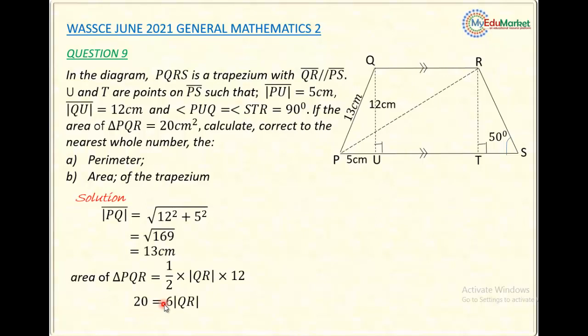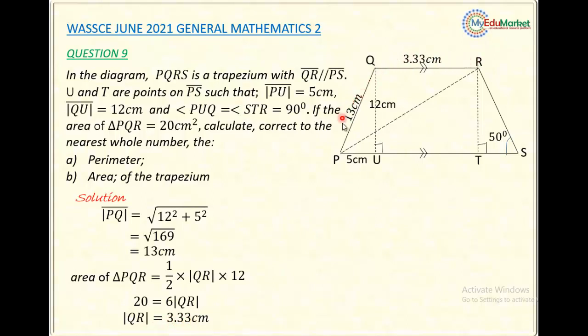I have 20 equals 6 times the length QR. The 6 comes from one over two times 12. So 6 times QR equals 20, the area given in the question. To get the length QR, simply divide both sides by 6. The length of the line QR is 3.33 centimeters. So this side QR is now known.